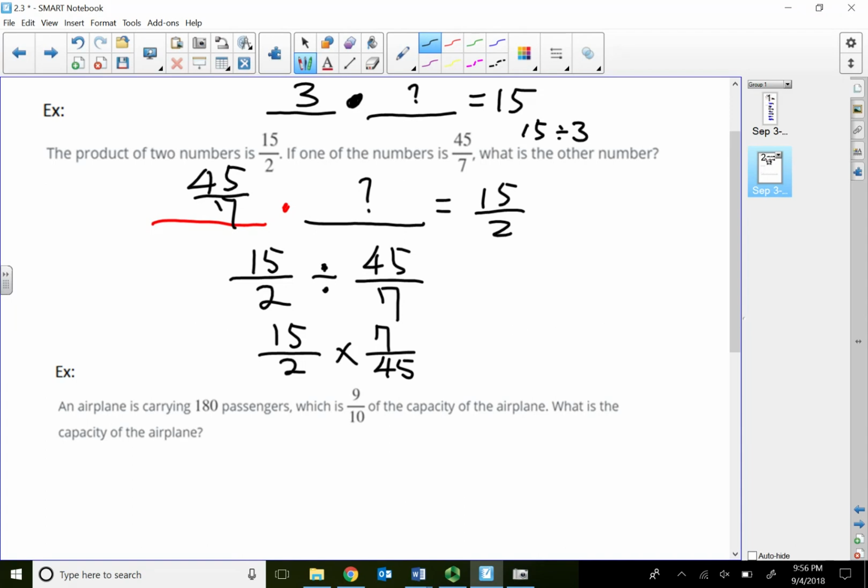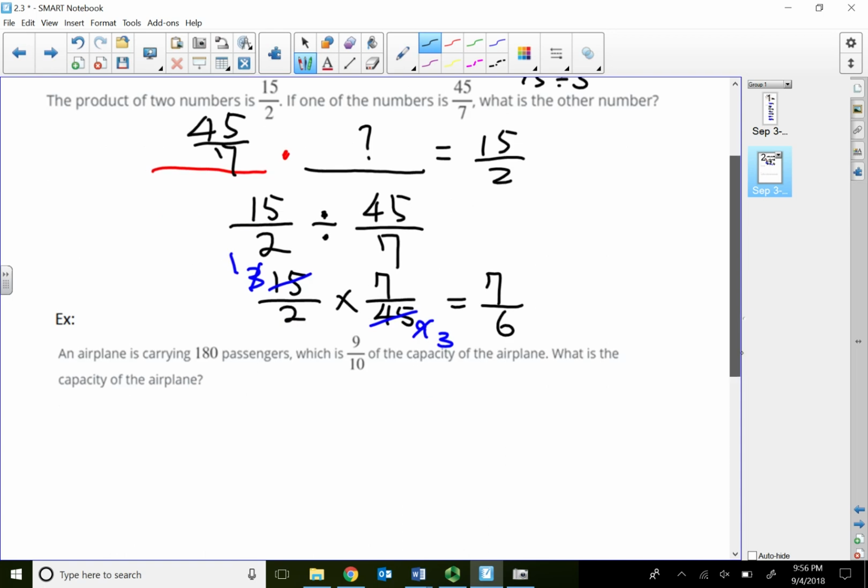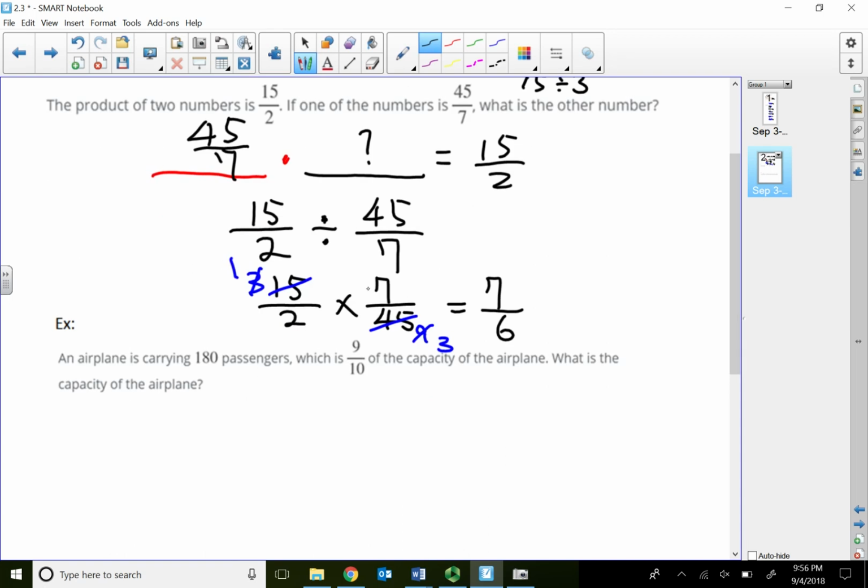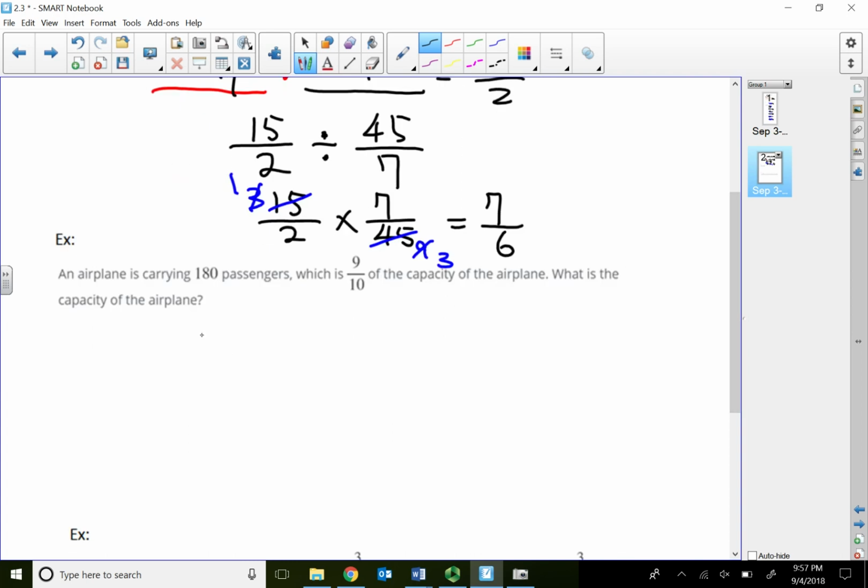I know 7 and 2 cannot be reduced, but 15 and 45 can be reduced by 5. That will give me a 3 and a 9. Well, now I can reduce them by 3 again. So that means I could have reduced 15 and 45 by 15 itself, which gives 1 and 3. So 1 times 7, that's it. No more things can be reduced. 1 times 7 is 7 over 2 times 3 is 6. So remember, it's always easier to reduce top and bottom first as compared to multiplying first and reducing. Always reduce first before you multiply.